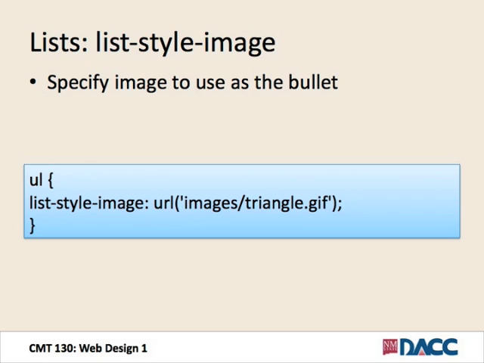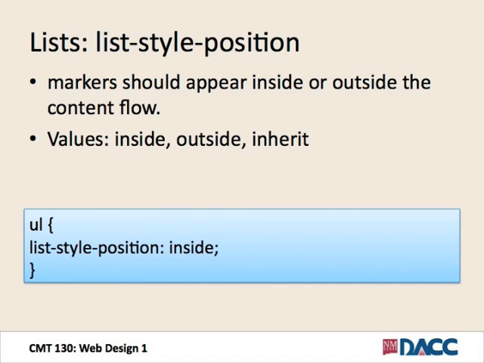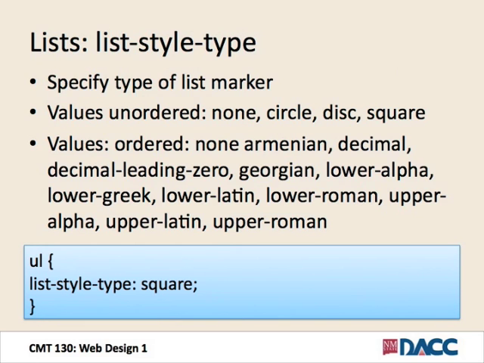There are also several properties for lists. List style image specifies an image to use as the bullet. The value has the same format as the background image. List style position specifies whether the marker should appear inside or outside the flow of content. The values are inside, outside, and inherit. List style type specifies the type of marker.